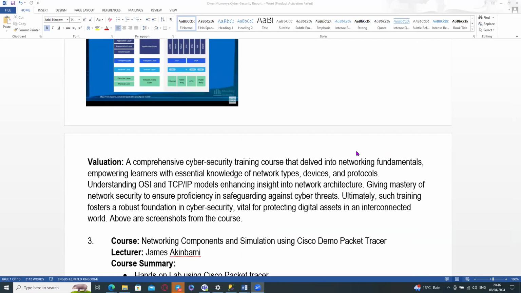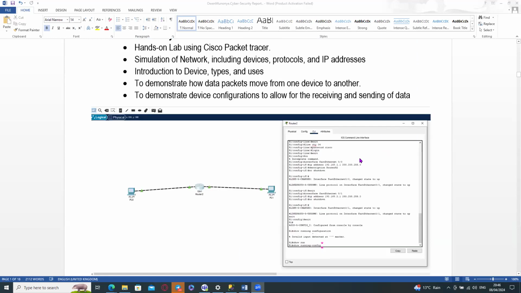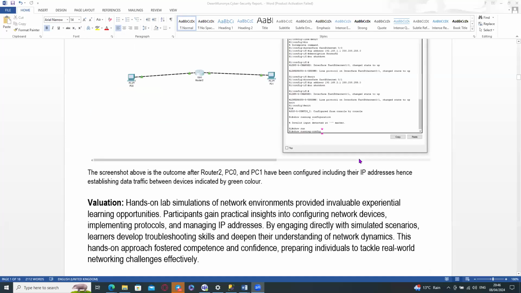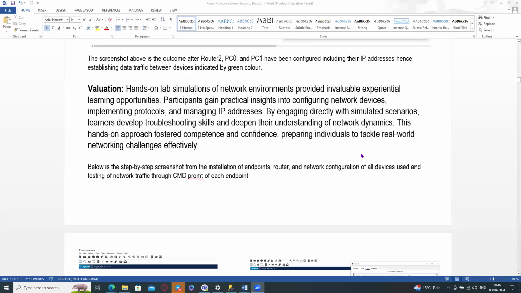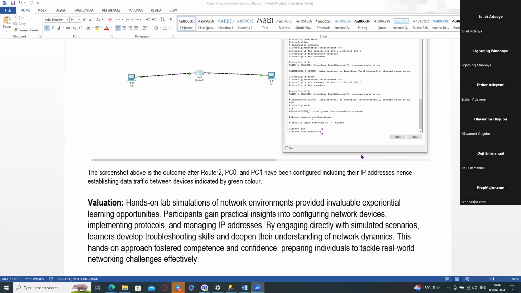She also delved into networking fundamentals, which empowered us with essential knowledge of network types, which is actually a basis for cybersecurity, having a good understanding of networking systems. Then James Akimbami took us on a simulation workshop using Cisco Packet Tracer, which I also uploaded a screenshot of. It was also a good one. It gave us an insight into the way network packets go between devices and within a network, and we had the opportunity of configuring our endpoint devices and routers.